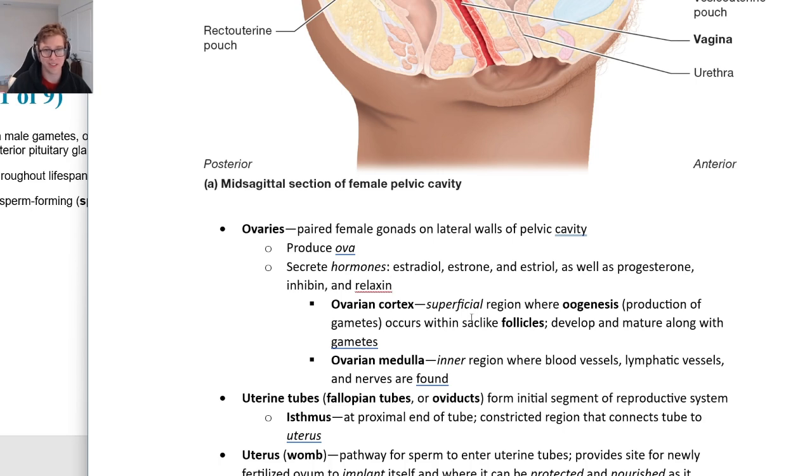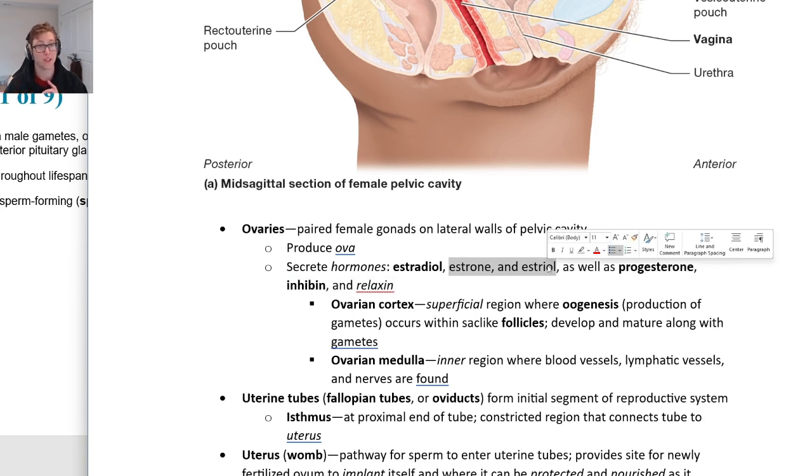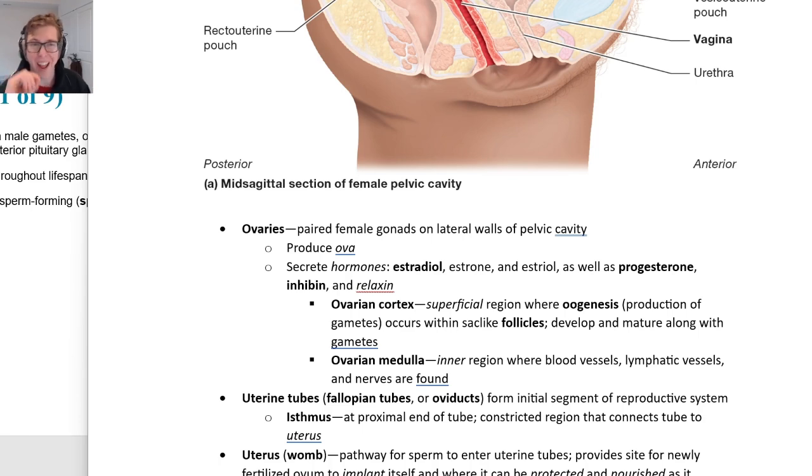Now, in terms of this exam, estradiol, progesterone, inhibin, and I guess relaxin will be important. Don't worry about these two. They are other forms of estrogen, which, for the purpose of this class, are not going to be important. However, endocrinology is so cool. It's the study of essentially hormones. Super fascinating class. Highly recommend that you take it.